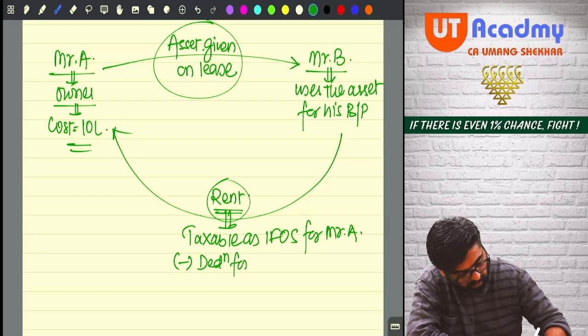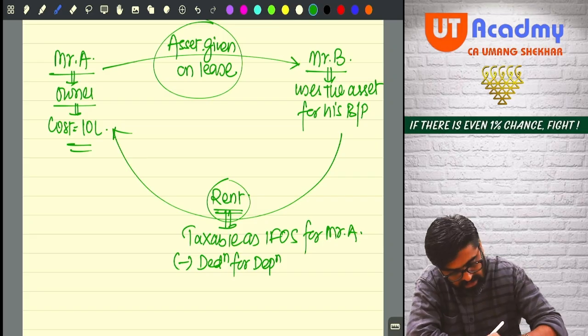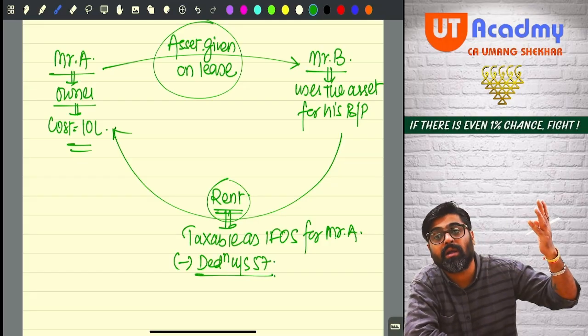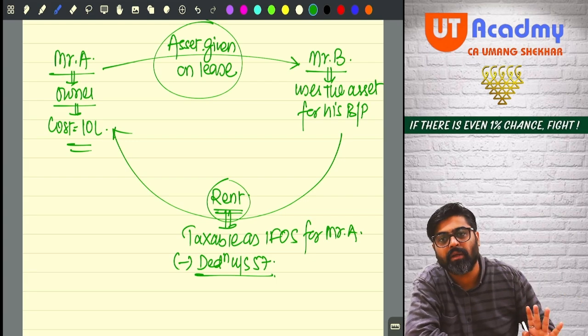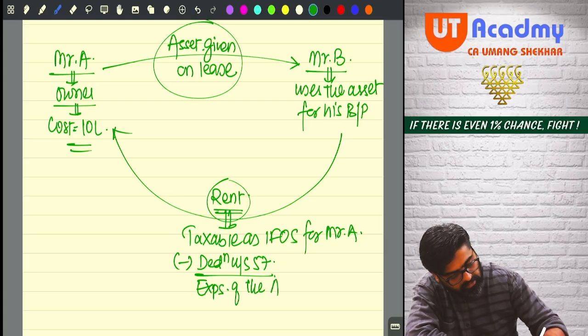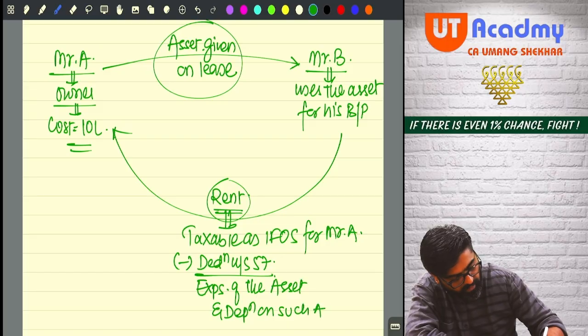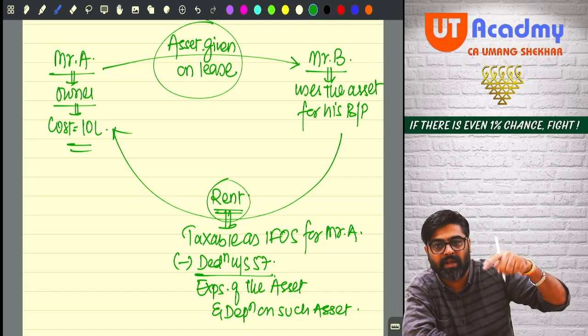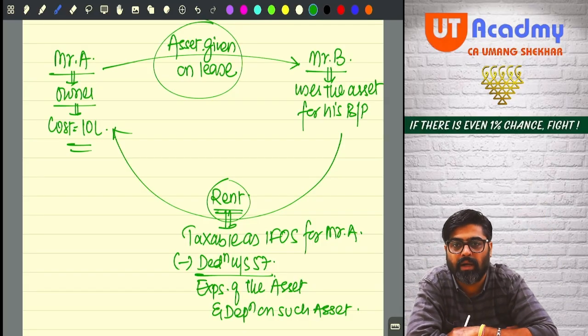Deduction for depreciation. Deduction under section 57. All the expenses and depreciation are allowed under IFOS under the same section 57 only. Yes or no? So all the expenses of the asset and depreciation on such asset will be claimed by me under section 57 out of that income of that asset which I am taxing under the head IFOS.